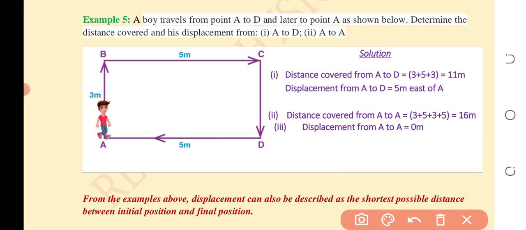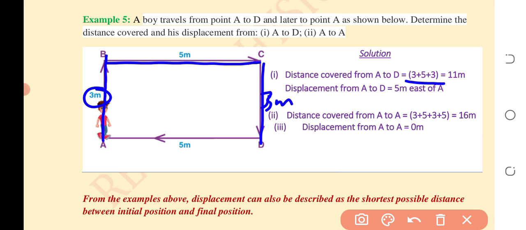So distance covered from A to D will be equal to 3 meters plus 5 meters plus 3 meters. Remember, if this place is 3, this distance will also be 3 meters. Okay, so that is how we arrive at that. And summing it up, we have the distance covered from A to D as 11 meters.